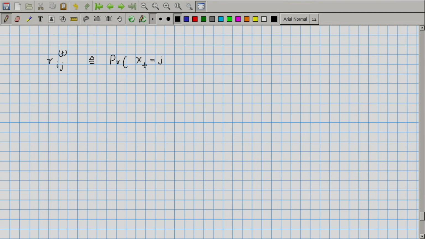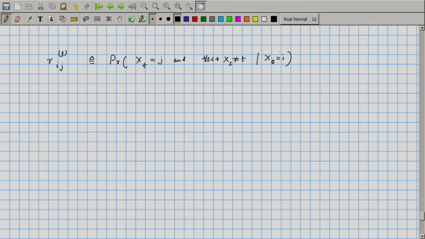and x_s is not equal to j for all s less than t, given x_0 is equal to i. That is, r_ijt is the probability that you are at state j at time t and you are not at state j at any smaller time, given that you had started off at state i. So, the probability of reaching j starting at i for the first time at time t is captured by r_ijt, and f_ij is equal to the sum over t of r_ijt. So, f_ij denotes the probability that you will reach j at some time if you start at i.